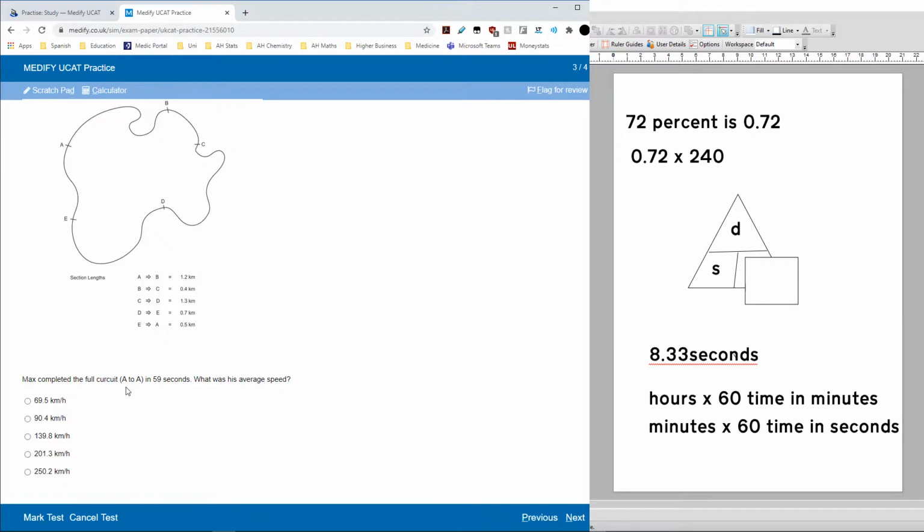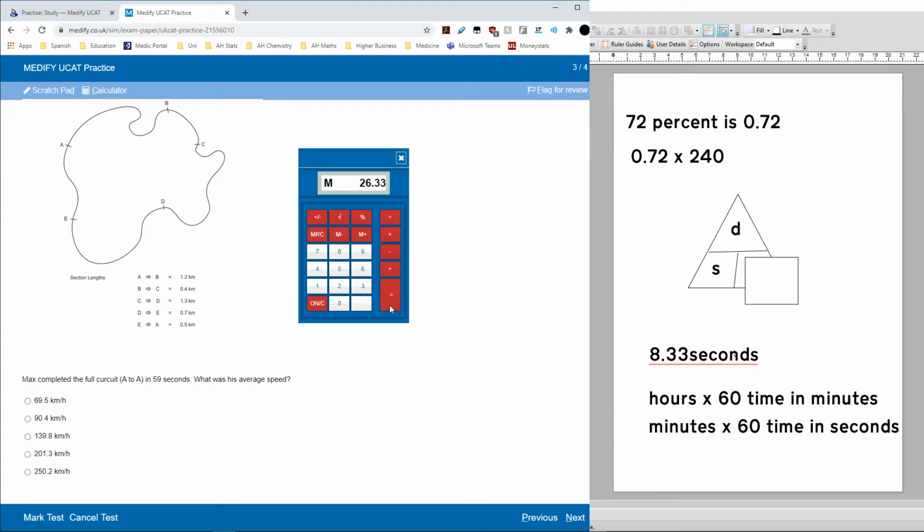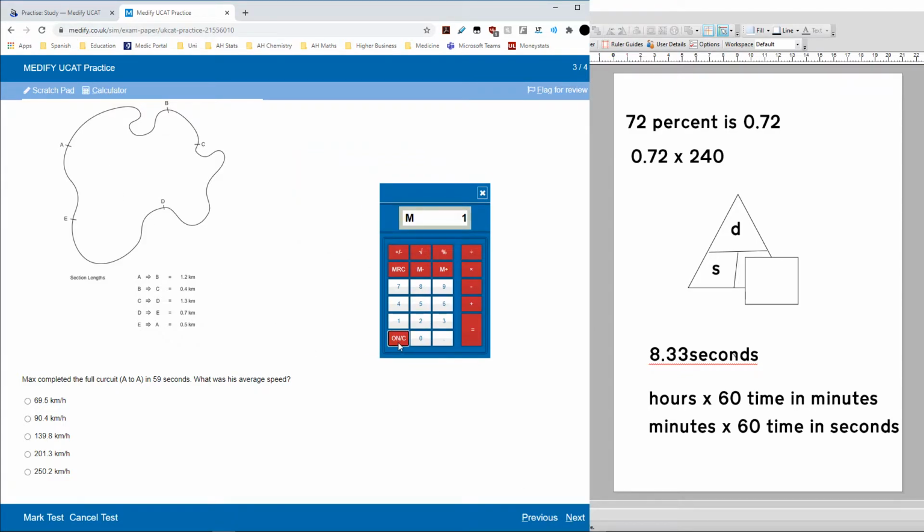Okay. Max completed the full circuit, A to A, in 59 seconds. What was his average speed? So, we worked out that the distance before is 4.1 kilometers, I'm pretty sure. I'll just double check. Okay, so 1.2, add 0.4, add 1.3, add 0.7, add 0.5. Yeah, 4.1. Now, we're working out speed this time. So we'd get the distance and we divide it by the time.